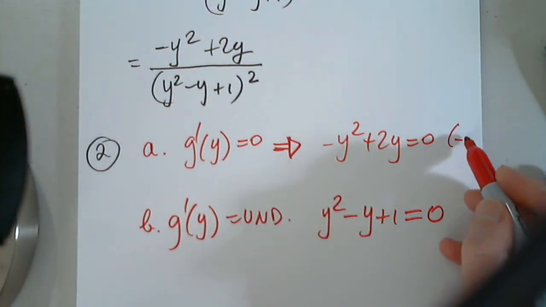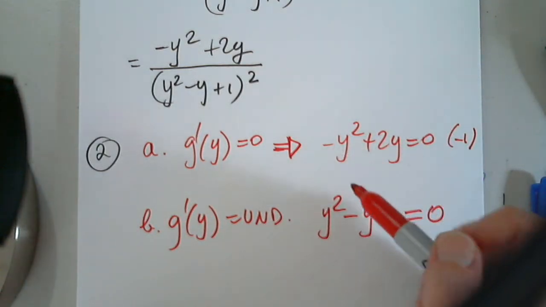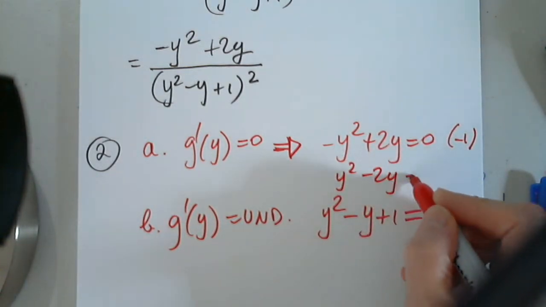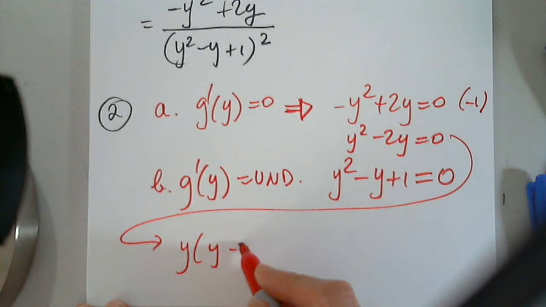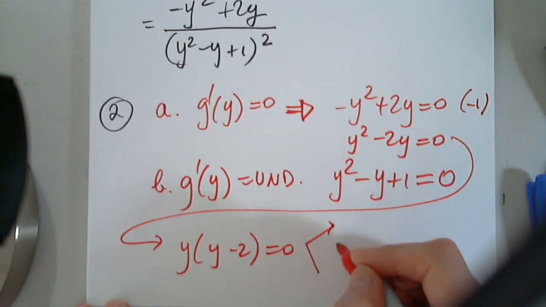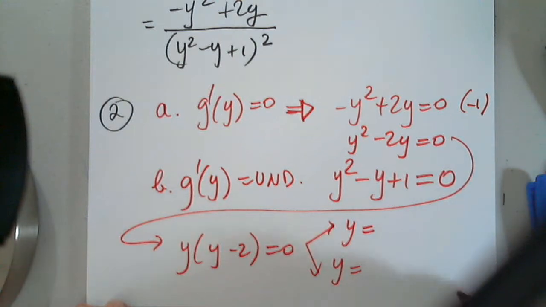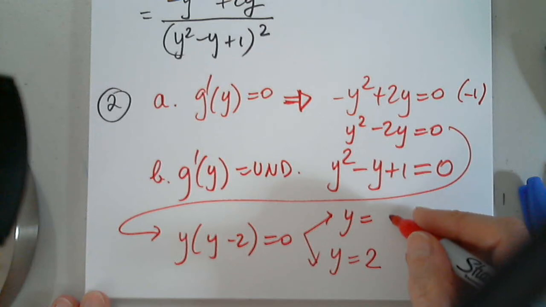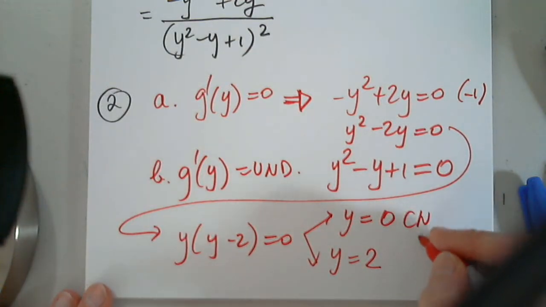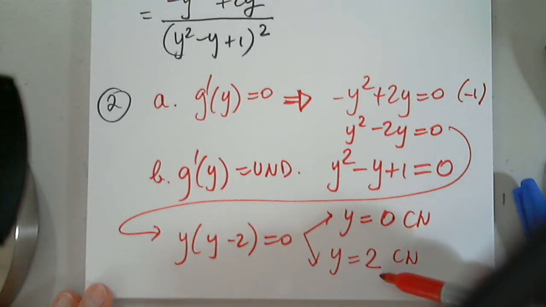Good. So, of course, I will multiply by negative 1. You know I'm allergic to negative leading coefficients. So y squared minus 2y equals 0. So I'm continuing here. Factor out y. And we get two options. Y equals, y equals. Anyone? 2. Yes? 0. Good. So there are two critical numbers. Y equals 0 and y equals 2.